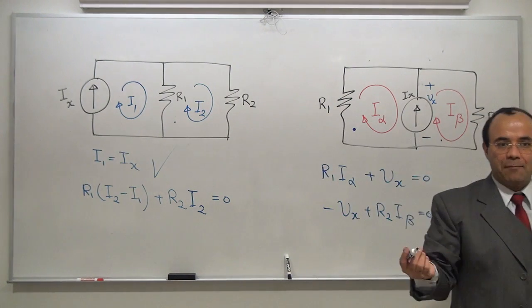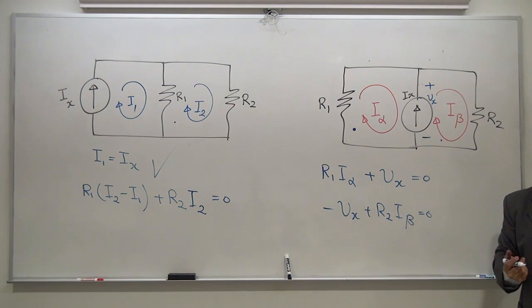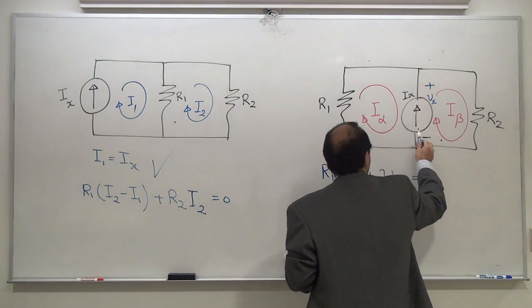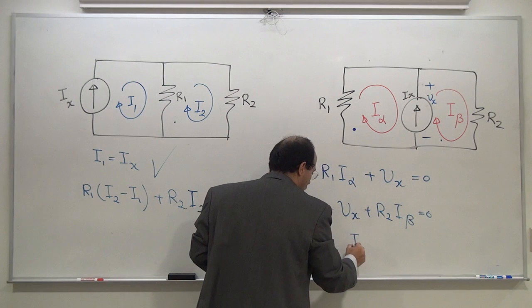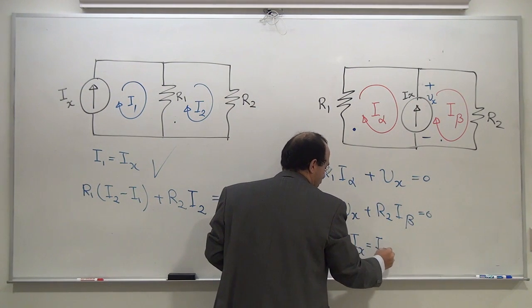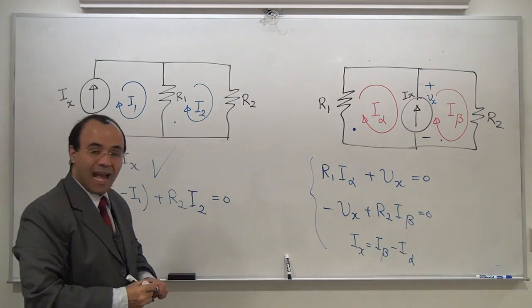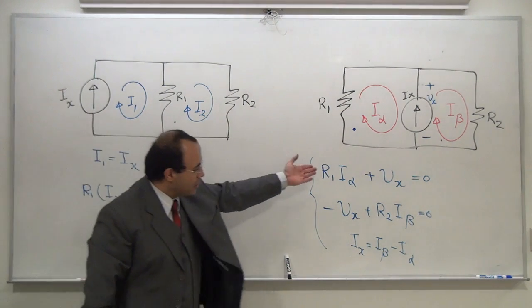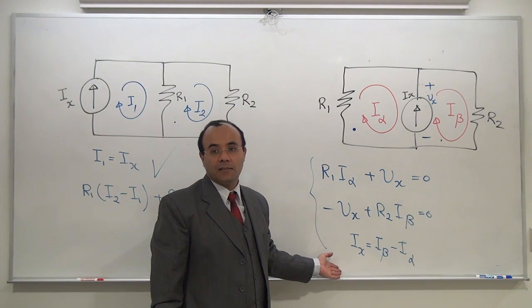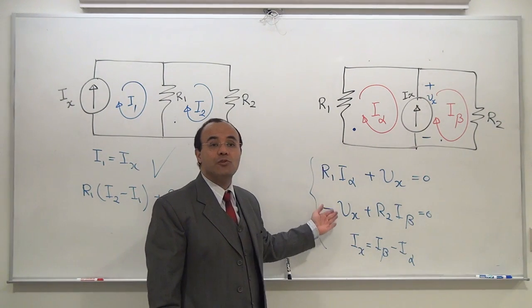What happened to your current source? The current source, well known to you, has a value Ix, which is 10 amps, for example. Ix is going this way. Who is agreeing with me? I beta. Who is opposing me? I alpha. So Ix is going to be I beta minus I alpha. Instead of one equation, one unknown, you have three equations and three unknowns. That's a bit of a burden on us, especially when the size of the circuit grows. This is going to be a huge headache for us.